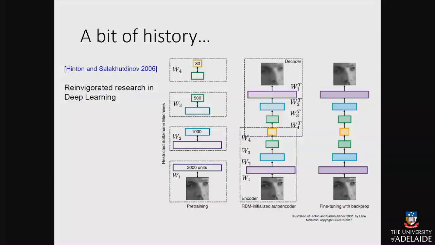Okay, then neural networks in computer vision experienced a long-term silence until 2006. Hinton et al.